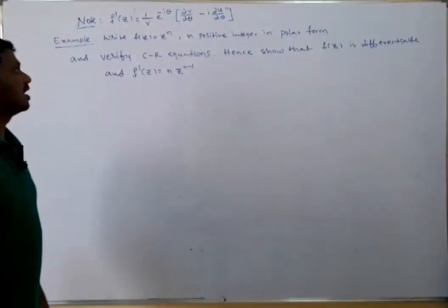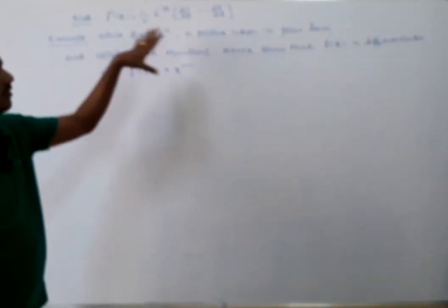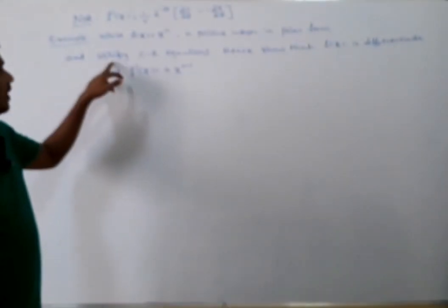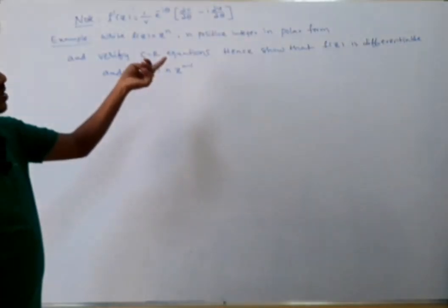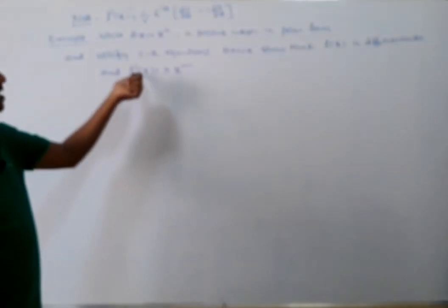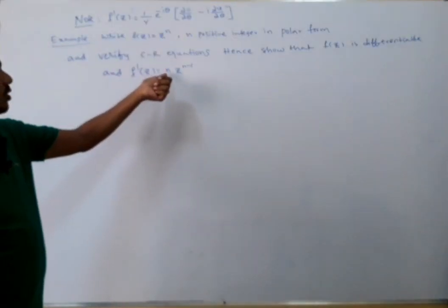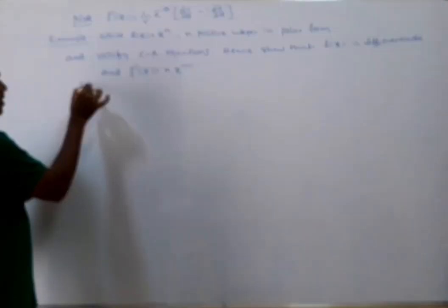Now coming to the example. Take f of z is equal to z to the power of n, where n is a positive integer. We write this f of z in polar form first, and we have to verify the CR equations and hence show that f of z is differentiable, and that f dash of z is n into z to the power of n minus 1. Now coming to the solution, it is a very simple solution.